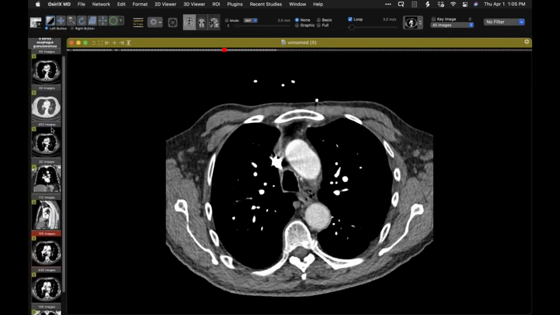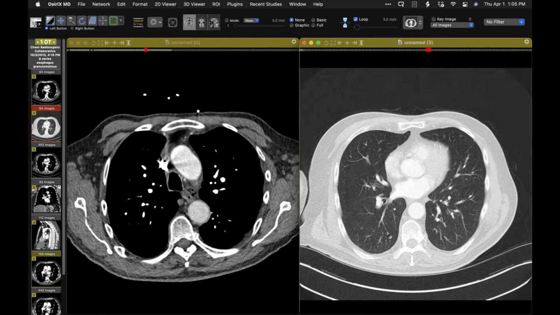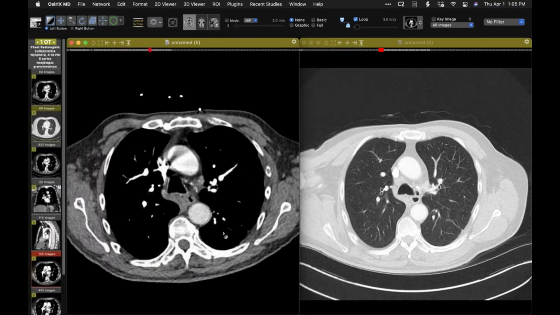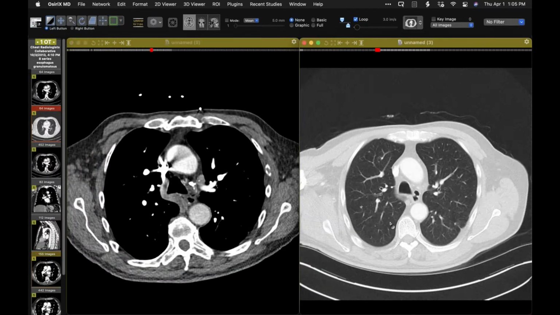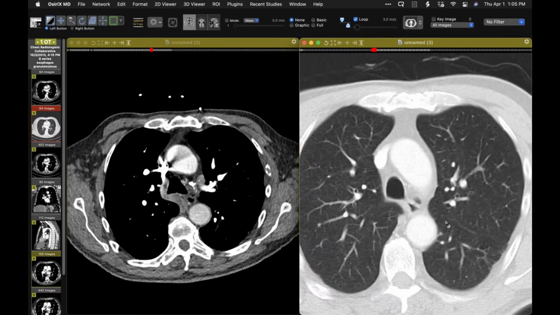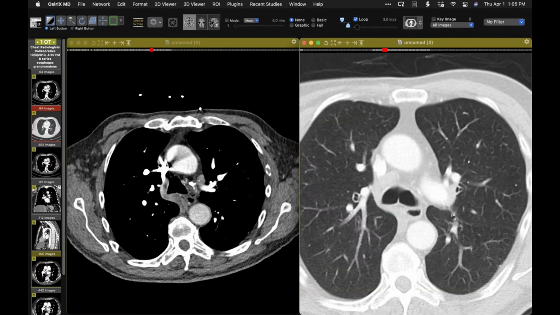And now alongside that, I'll bring a comparison exam. And this one should suffice. Let me unsync that. And here you can see, I'll make this bigger, a really nice example of a small traction diverticulum. So here is the diverticulum. Here's its communication with the esophagus.